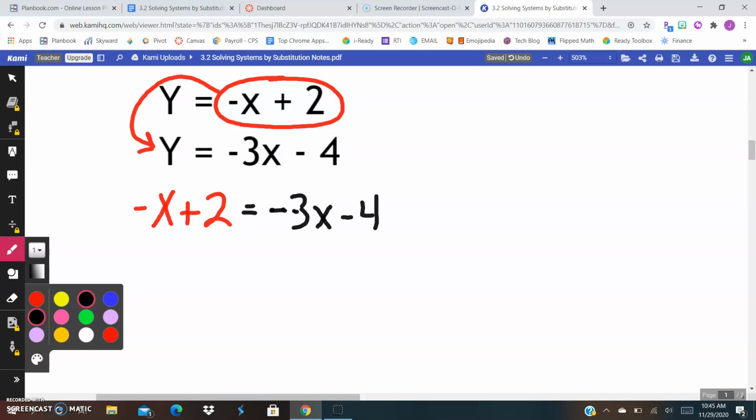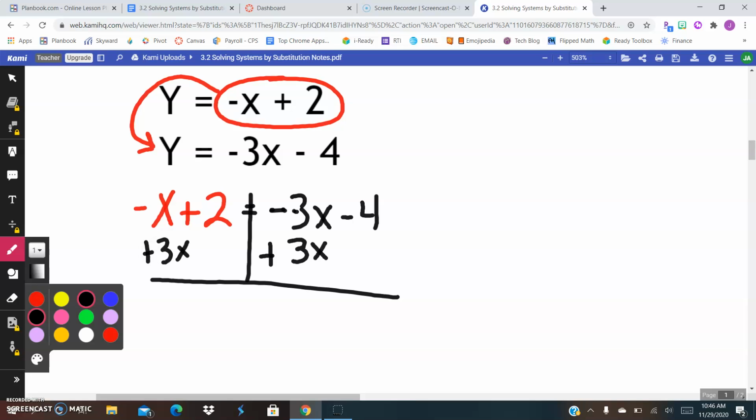But since I have an x on both sides, we have to move one of them. And I always told you guys to move the smallest. So we have -1 and we have a -3. We're going to add 3x to both sides here. These ones would cancel. We have -4 left on that side. And -1x plus 3x would leave us with 2x. And then we have that plus 2.